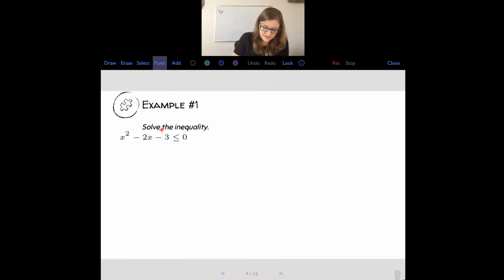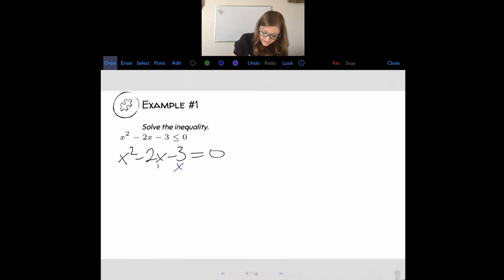Our goal here is to find the interval of x values. Remember, when we solve inequalities, we don't usually end up with just one solution, but many solutions. So we want to know all of the x values that, when we plug them into this quadratic, give 0 or smaller than 0. The way we're going to do that is first to find the zeros of the equation, because the right side is already equal to 0. So we want to find where x squared minus 2x minus 3 is equal to 0.